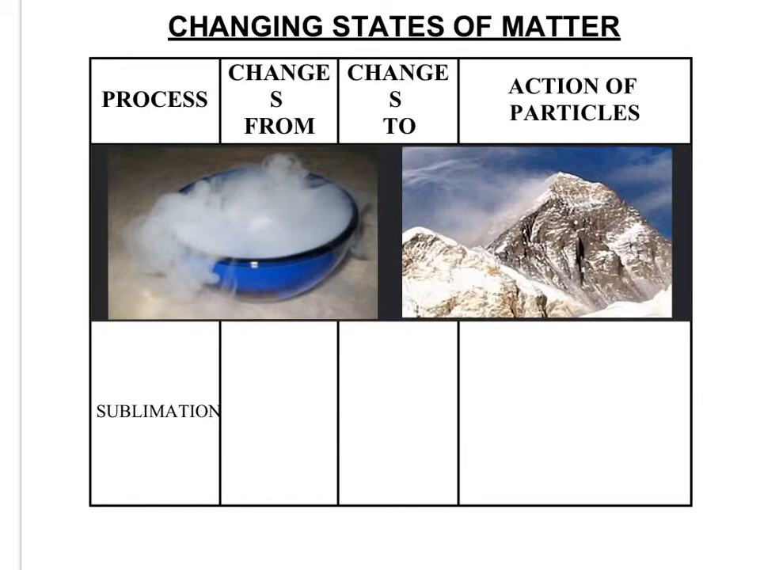So think about those at Halloween when you see the spooky haunted houses. They're using dry ice. What state of matter is that dry ice coming from? And then what state of matter is that dry ice changing to? It's the same thing that's occurring on Mount Everest. Hit pause so you can complete your table. Do not, yet again, let me repeat, do not complete the action of the particles at this time.